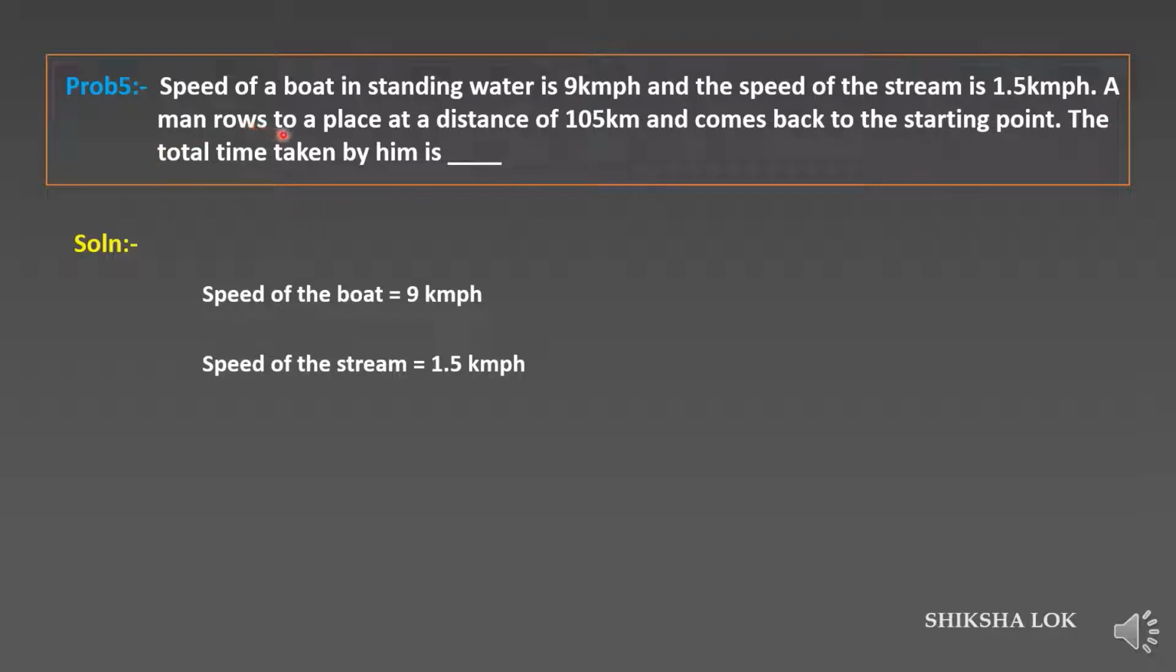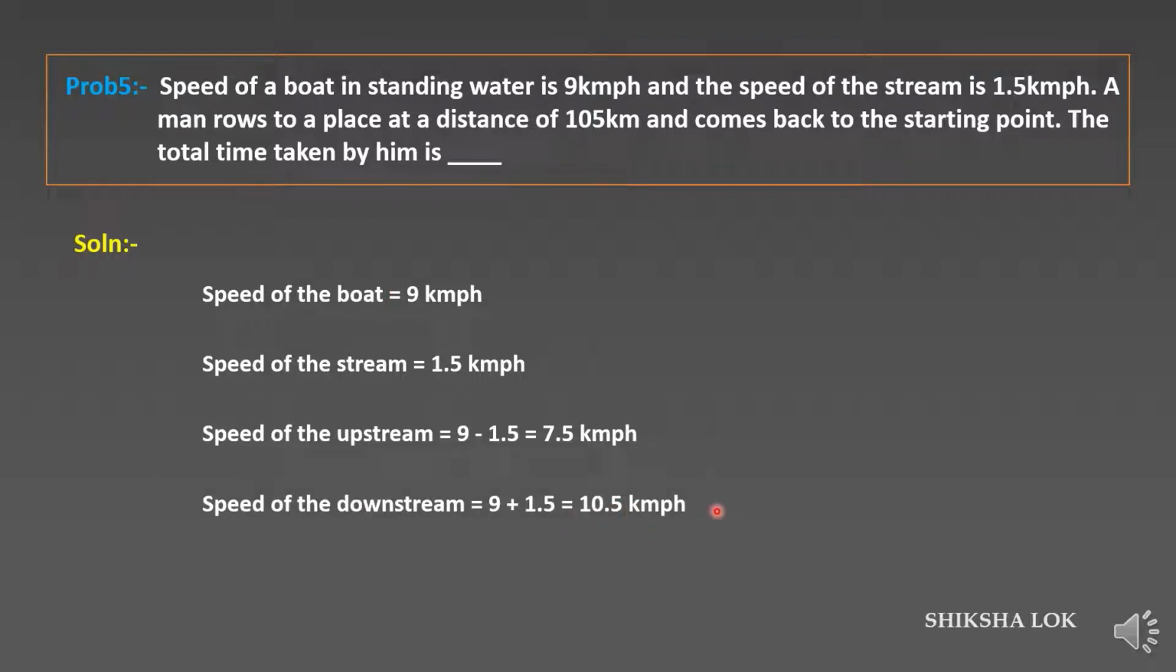A man rows to a place at a distance of 105 km and comes back to the starting point. Speed of stream we know, so first we will calculate the speed of upstream and downstream. That's necessary. Speed of upstream is given by subtraction of these two speeds, so that is 7.5 km per hour. And for downstream, these two speeds get added, so that's 10.5 km per hour.